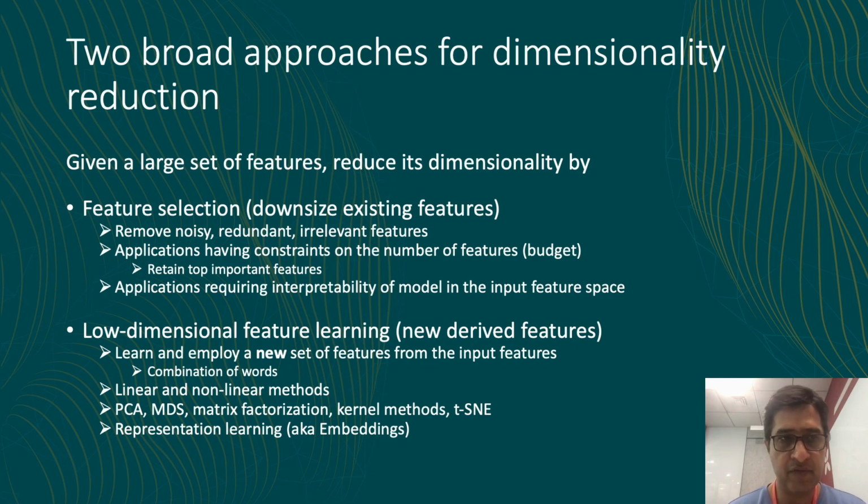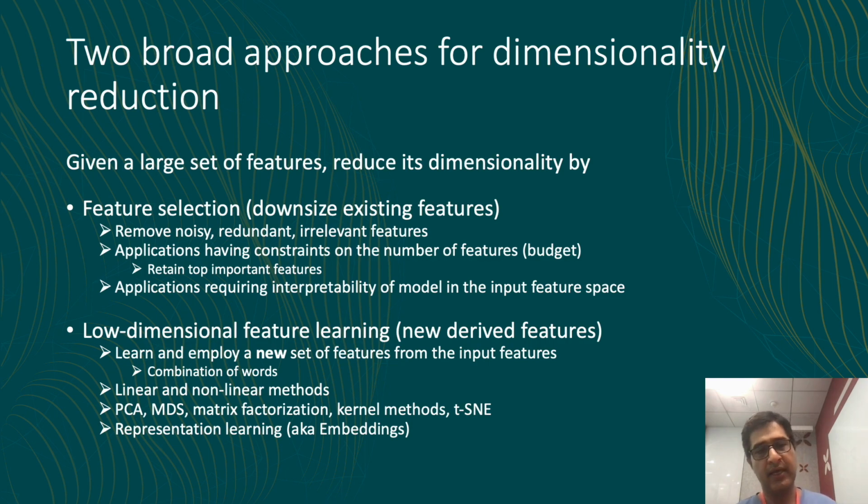One is to carry out feature selection, where essentially what you're doing is downsizing the set of features that can be used for the prediction problem. The idea being that you want to remove these noisy or redundant features, which are making your model not so predictive. Or you could have applications where you have a certain budget on the number of features. So these could be online applications where adding features increases your latency overall in terms of the model evaluation.